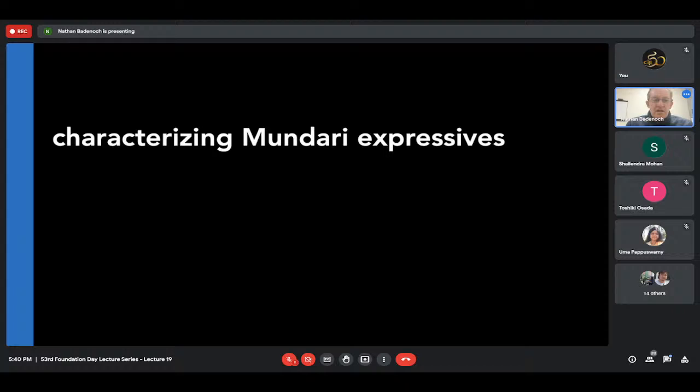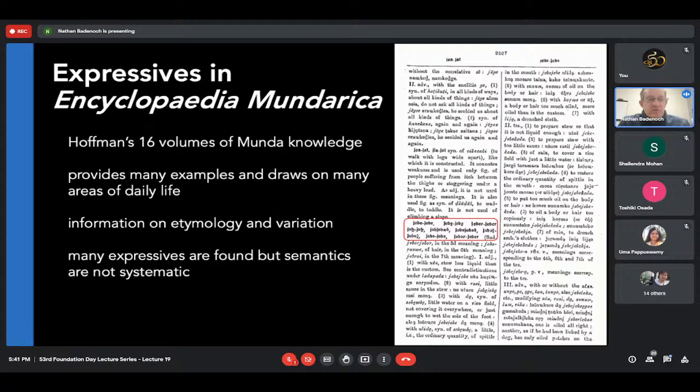In characterizing Mundari expressives, we have a fantastic resource, the Encyclopedia Mundarica, which is 16 volumes. It takes the form of a dictionary, but it is an encyclopedia. It's a massive work from Hoffmann, which started to be printed in the early 1900s, and provides many examples of language use, cultural practices, history, etymology, and variation among different varieties. Within this work, there are many, many expressives. We learned a lot about this. It's a very good baseline for looking at the scope of expressives in Mundari.